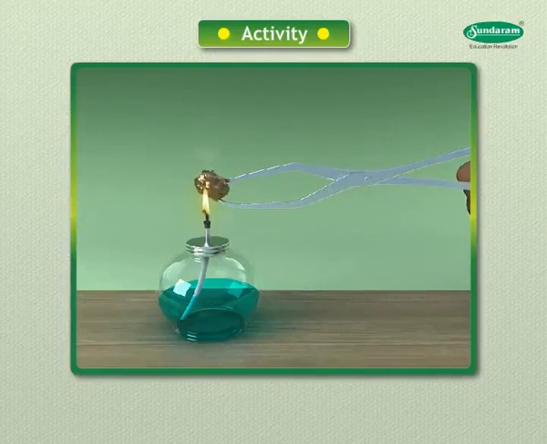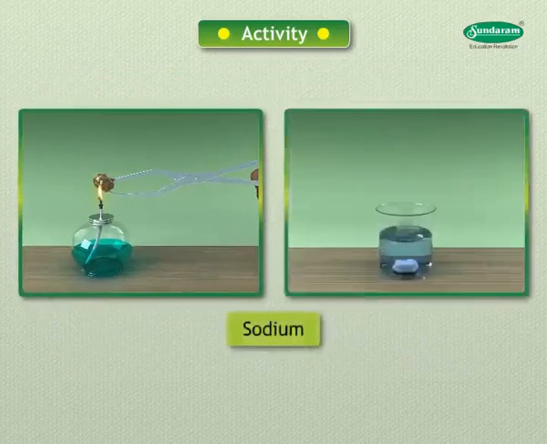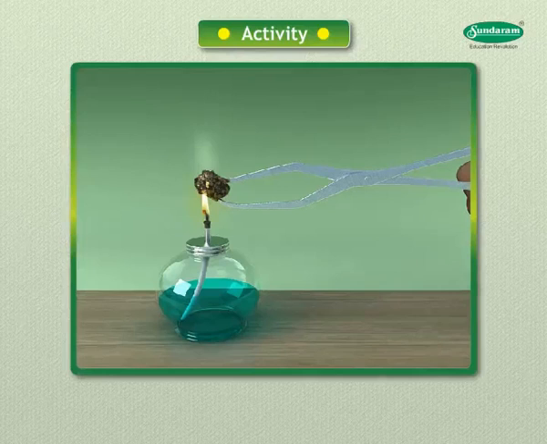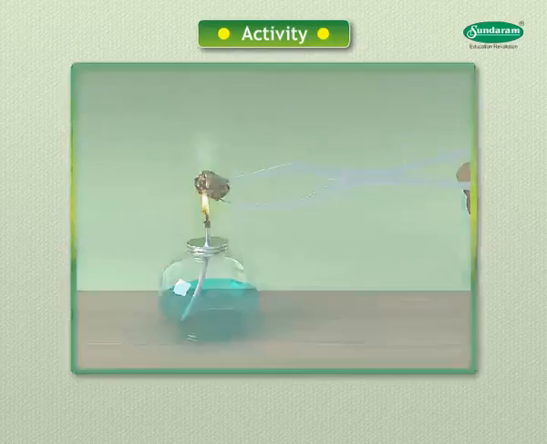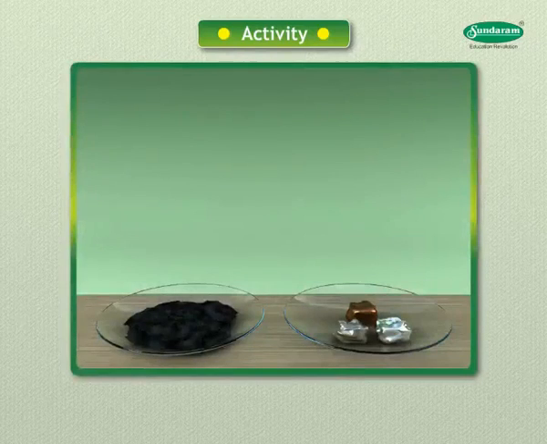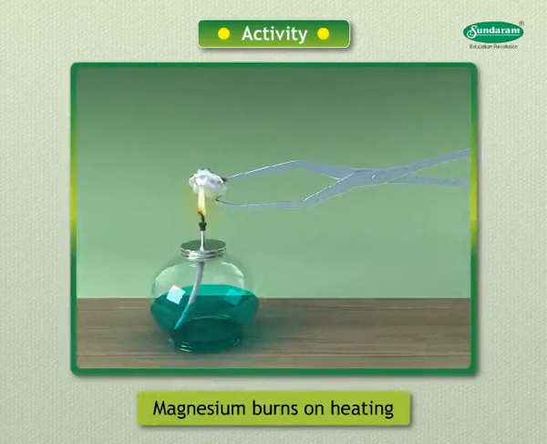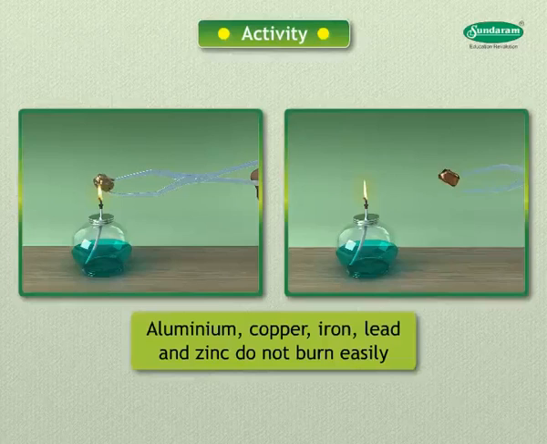Repeat with the other metal samples except sodium. Hold samples with a pair of tongs and burn over a flame. Collect the product formed. Let the product and the metal surface cool down. Which metals burn easily? Sodium burns in air. Magnesium burns on heating. Aluminium, copper, iron, lead and zinc do not burn easily.